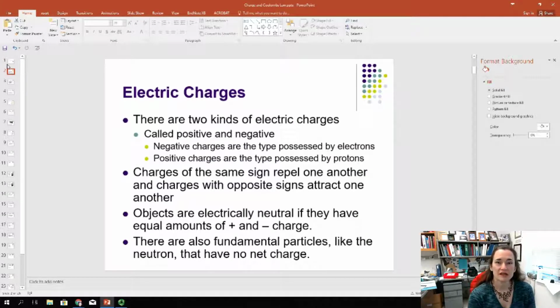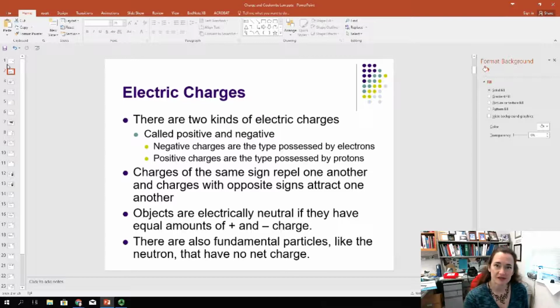So in the natural world, there's two kinds of charge. There's positive charge and negative charge. Now, it's important to remember that this is kind of an arbitrary name, and what was positive and what was negative was assigned in an arbitrary way. But what we go with is the convention, which is that negative charges are the type of charge possessed by electrons, and that positive charges are possessed by particles such as protons, which are in the nucleus of an atom.